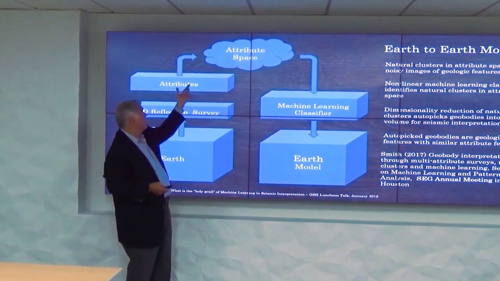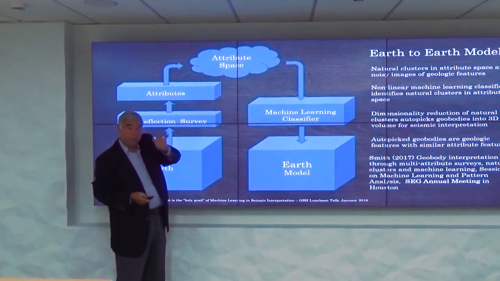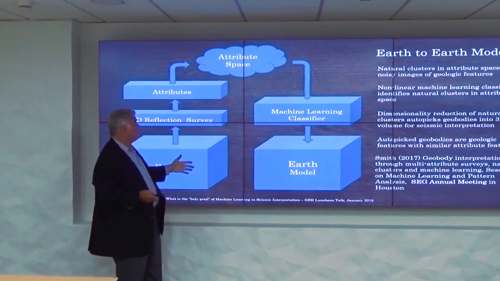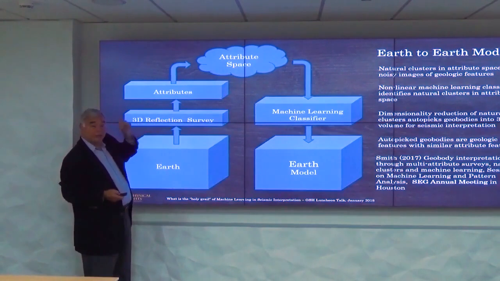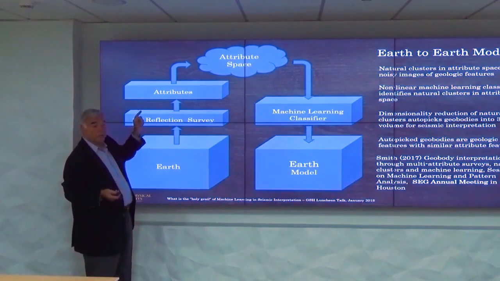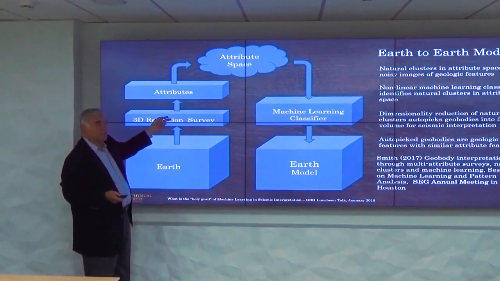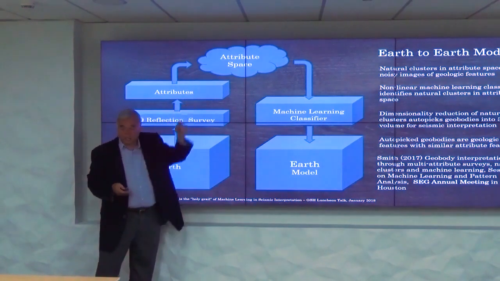If you have decided for a particular geologic question that you need 5 attributes, and you've picked out which ones you want, now it's a 5-dimensional space. All the seismic data that you had down here, at every seismic sample in this reflection survey, every sample now has 5 numbers associated with it. So that's like 5 times the size of a 3D survey. Every point then exists in attribute space.